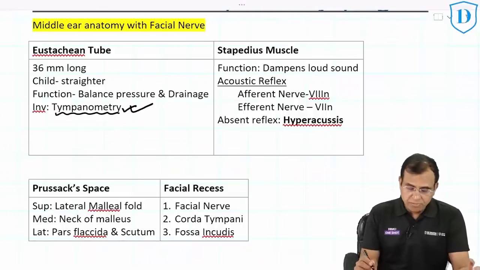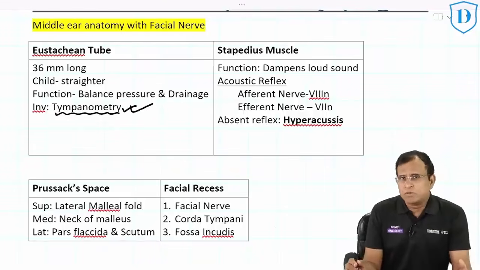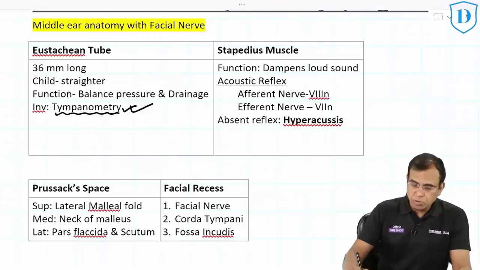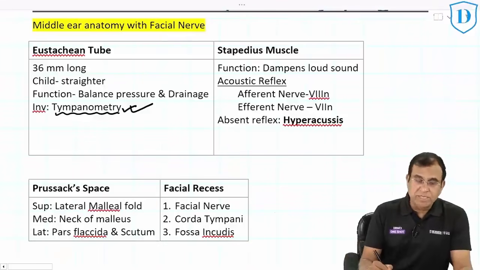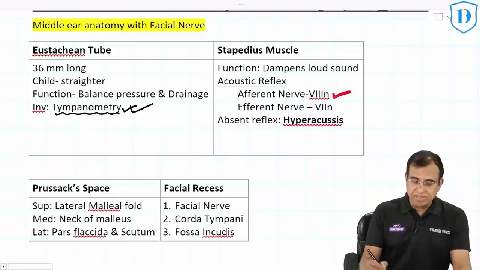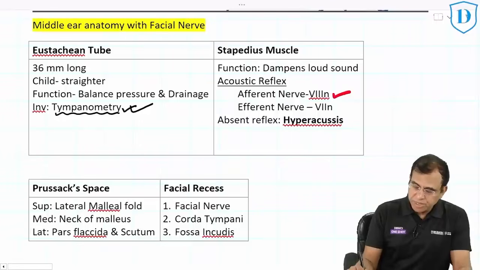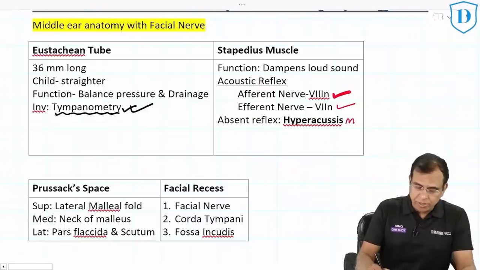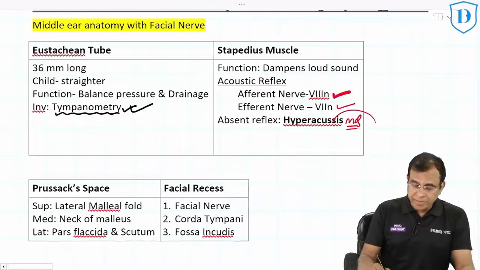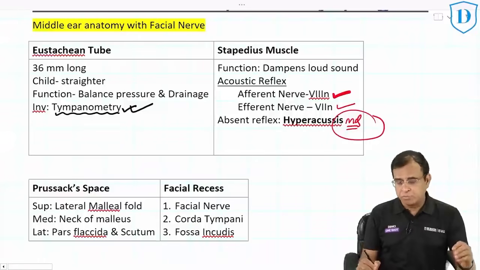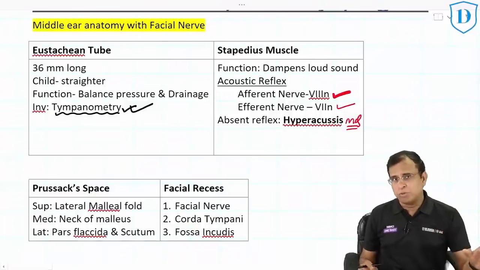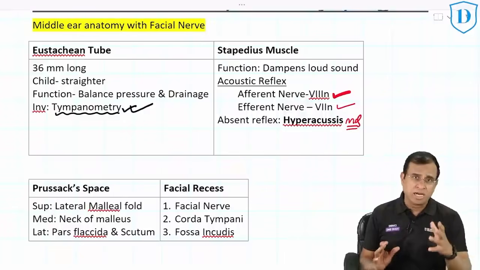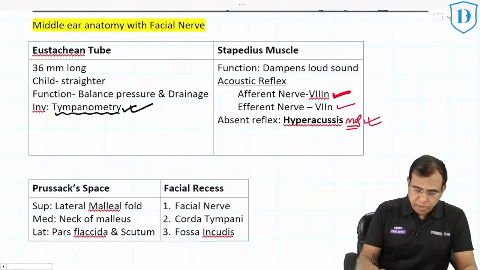Now, stapedius muscle, 2 things. Function: most of us know it dampens the loud sound. A lot of people don't know that the stapedial reflex is caused by the stapedius muscle, and the afferent nerve is the 8th nerve, and the efferent nerve is the 7th nerve. That's a very important piece of information. And if this reflex is gone, what is the condition called? Hyperacusis. Now, wherever I'm writing MQ, that becomes a very special point. That means in the very last moment, if you want to revise the entire ENT in half an hour, 1 hour, just look at these points marked MQ, especially important points.